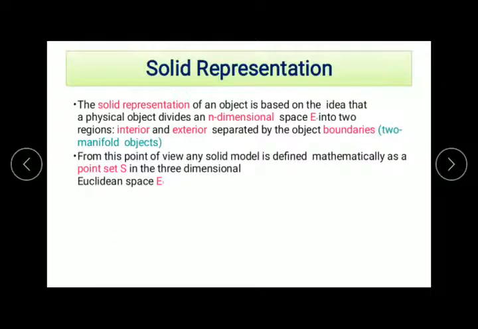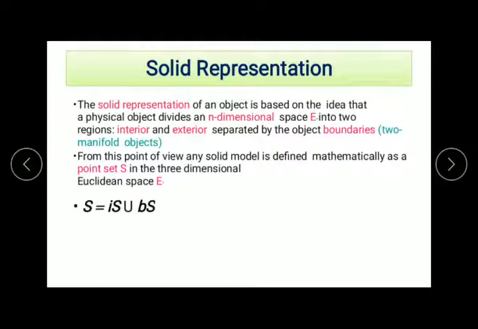From this point of view, any solid model can be defined as a set of data points known as the point set S. Here we are representing the solid by S in three-dimensional space, which is an n-dimensional space known as the Euclidean space E. So the solid is the combination of interior plus boundary features.